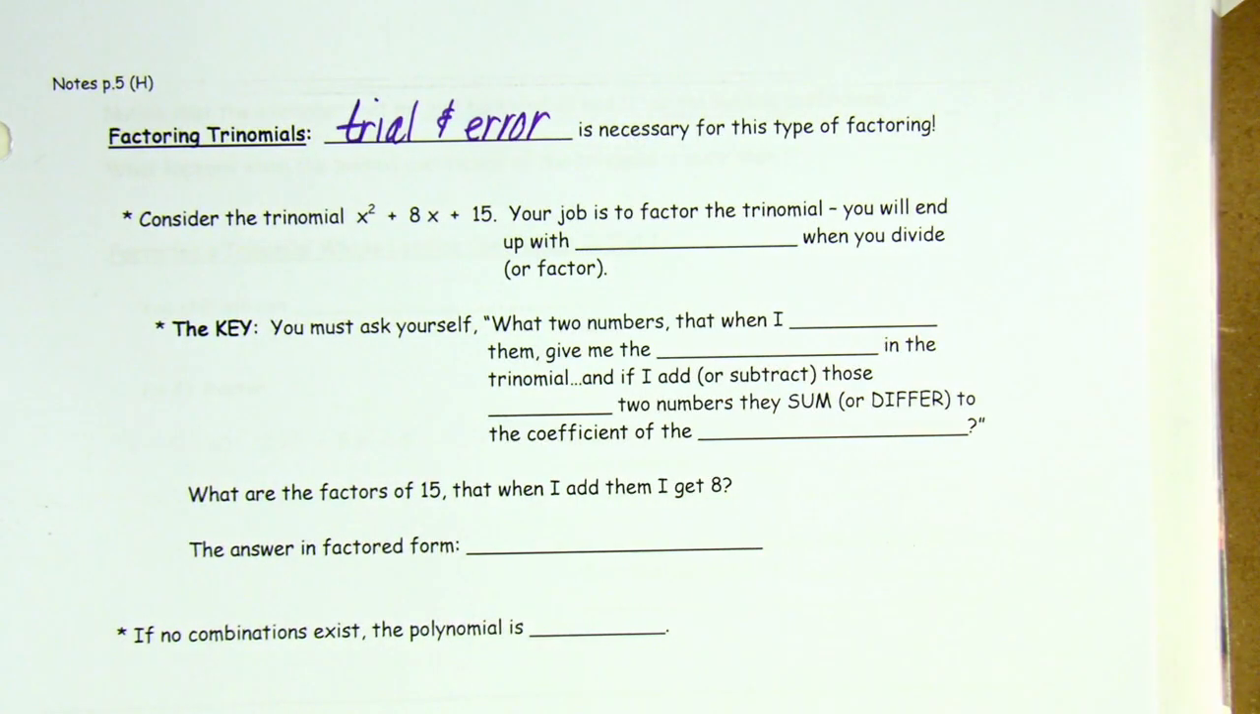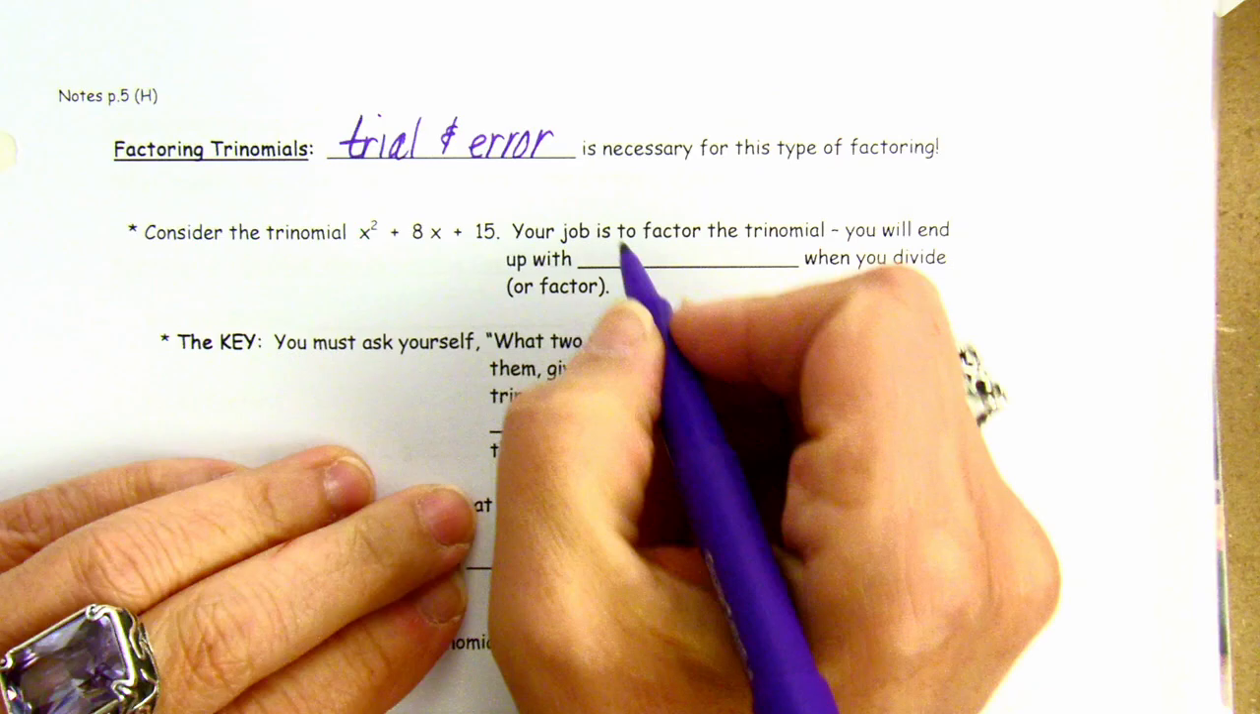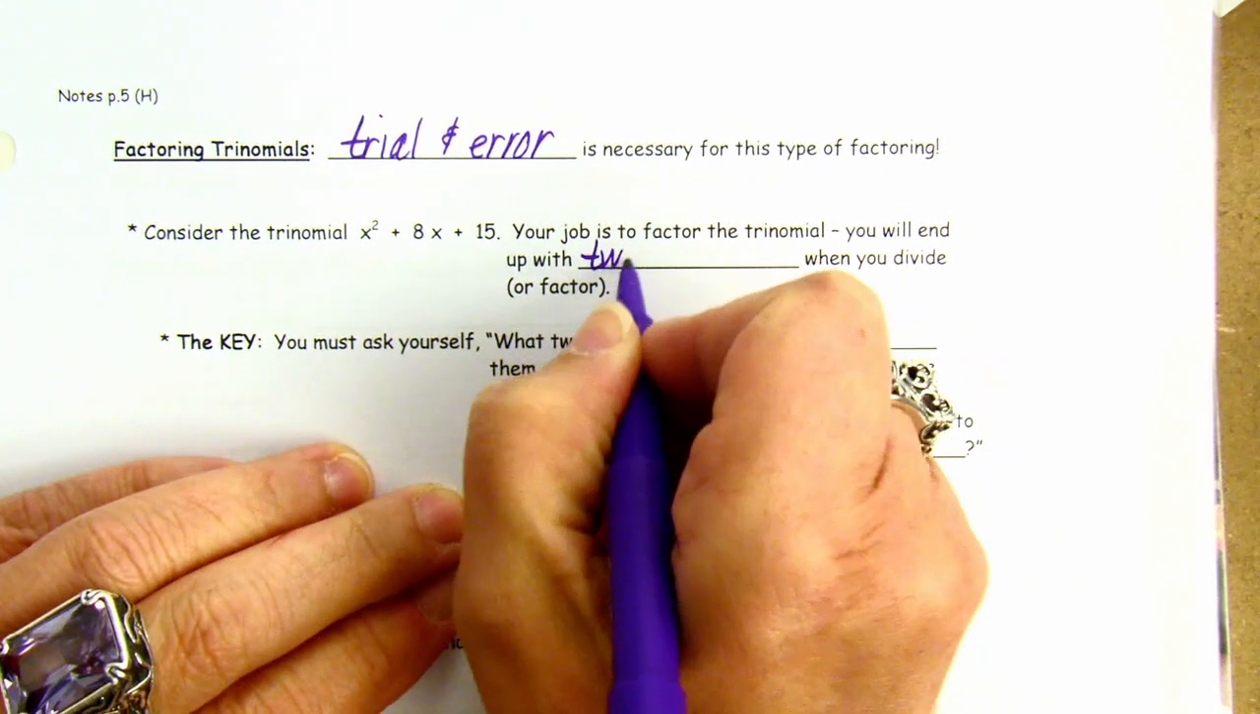Now, if I consider the trinomial, and this is an easy one, x to the power 2 plus 8x plus 15. Your job is to factor that trinomial. You're going to end up with 2 binomials with these. When you factor it, you're going to end up with 2 binomials.